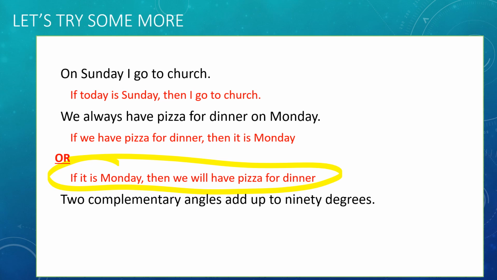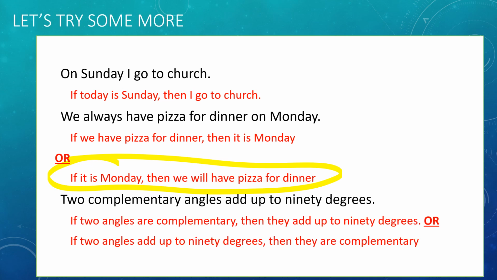Two complementary angles add up to 90 degrees. Again, you could do this in two different ways. If two angles are complementary, then they add up to 90 degrees. Or if two angles add up to 90 degrees, then they are complementary.